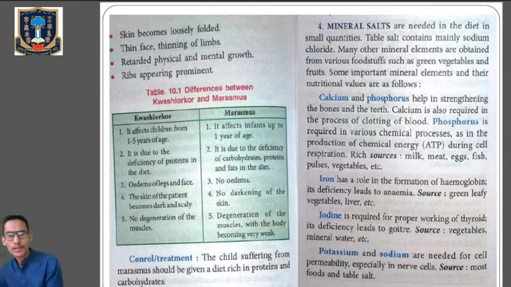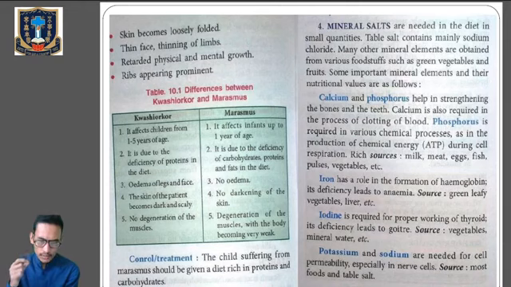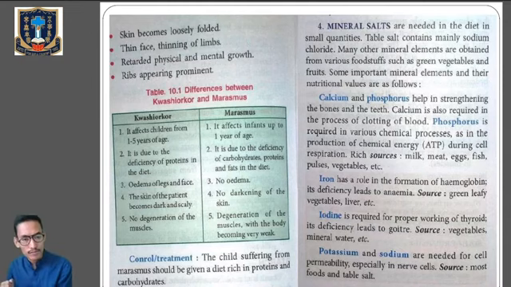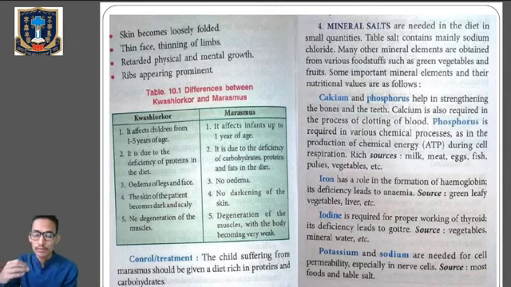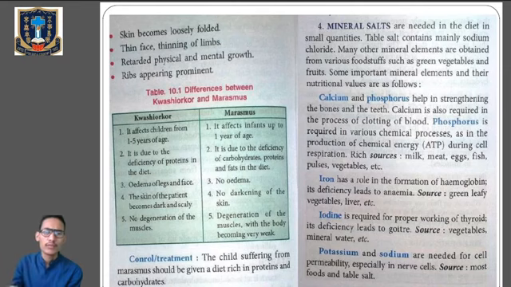Now let's go to the treatment of marasmus. A child suffering from marasmus should be given a diet rich in protein and carbohydrate. We just need to give those supplements, those diets, those food materials which have a high content of nutrients. That's the control measures or the treatment for kwashiorkor and marasmus.